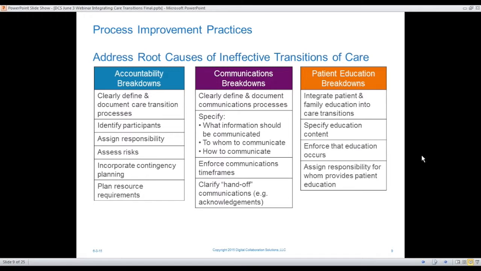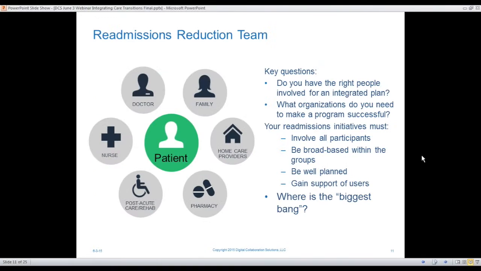Lastly, you can do a better job with patient education by integrating patient education into the processes, specifying the education content, and carefully thinking through what education occurs when and by whom. You will end up with more knowledgeable and more engaged patients. And as we've said, that has an impact on care. So our second area, thinking through processes, allows us to impact the root causes of ineffective transitions of care.